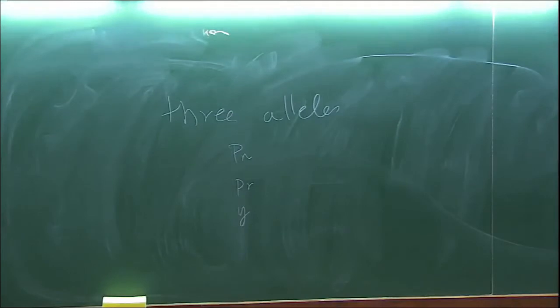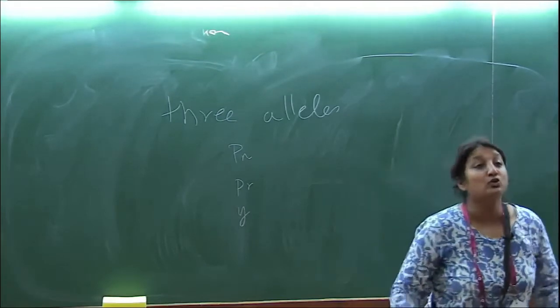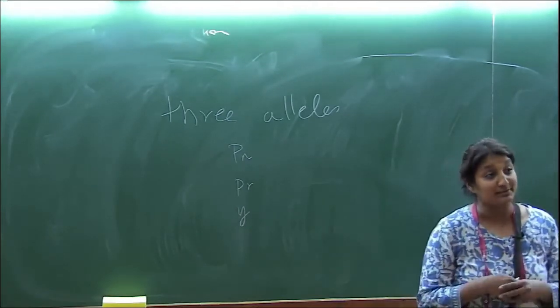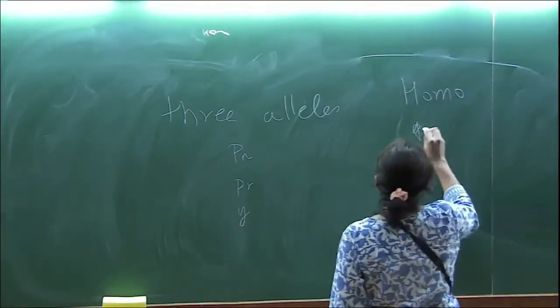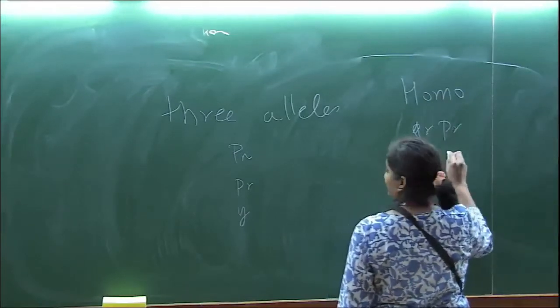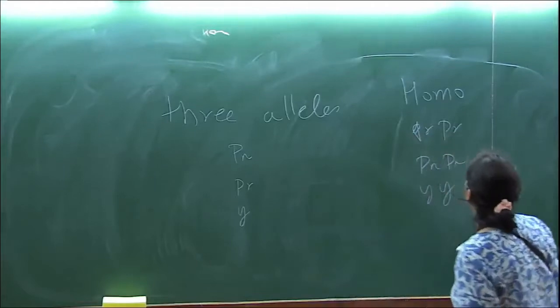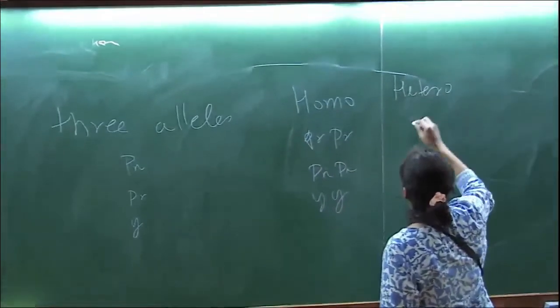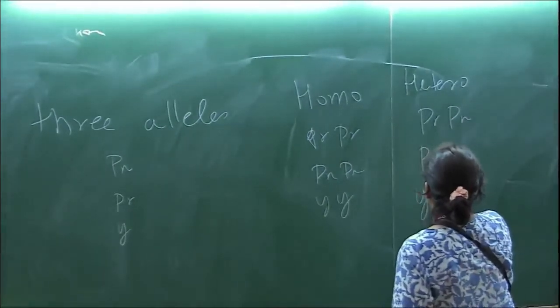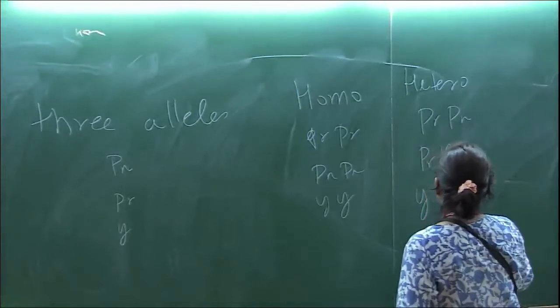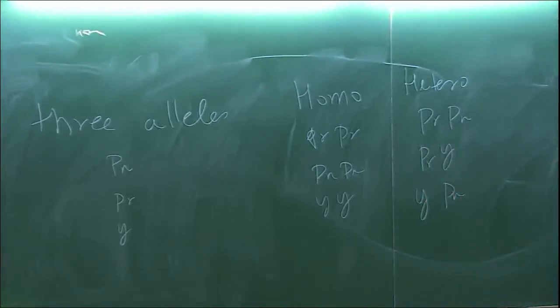What are genotypes? A combination, because you're diploid, you're going to be stuck with two. So there are two kinds of genotypes. What are the homozygous genotypes? Purple purple, pink pink, yellow yellow. And the heterozygous? Purple pink, purple yellow, pink yellow. Fine? So six possible genotypes.